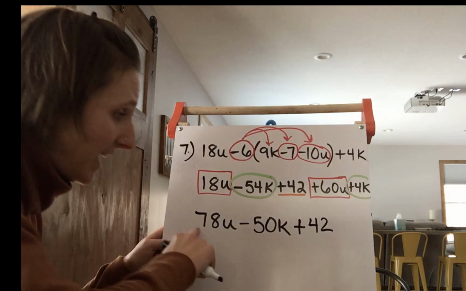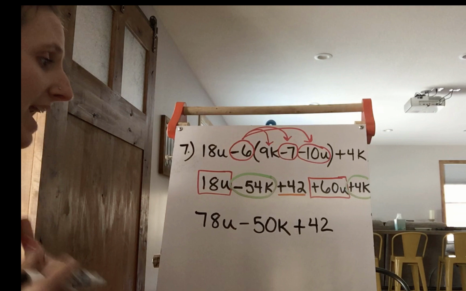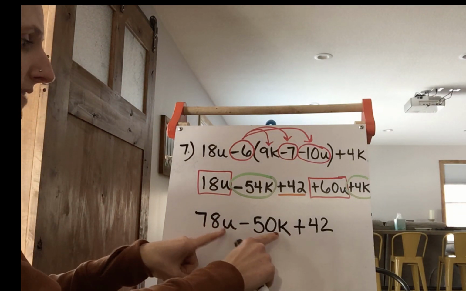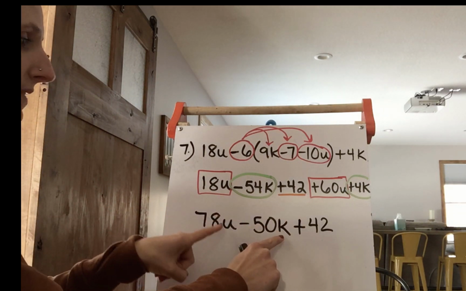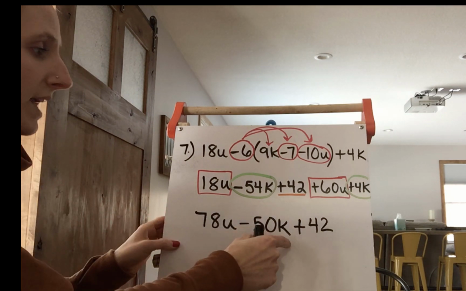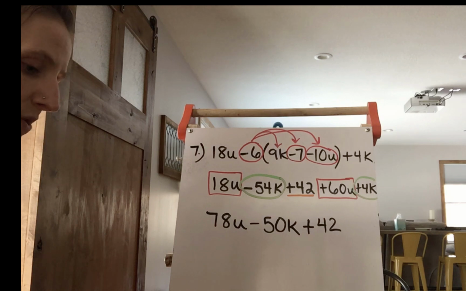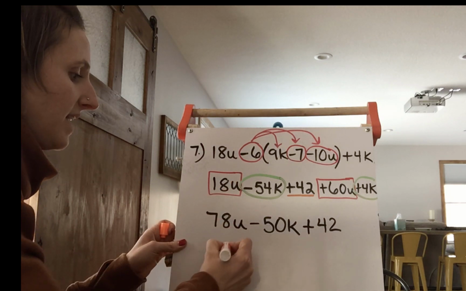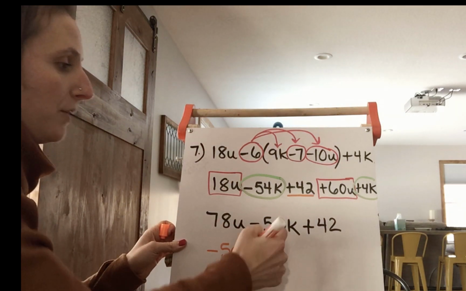Now I'm going to ask myself, is this written professionally? Highest exponent first. Here I only have the invisible 1 exponent, and these both just have one variable in them. So then I want to focus on alphabetical order. K comes before u, so I'm going to rewrite this as negative 50k. I'm going to put that first.